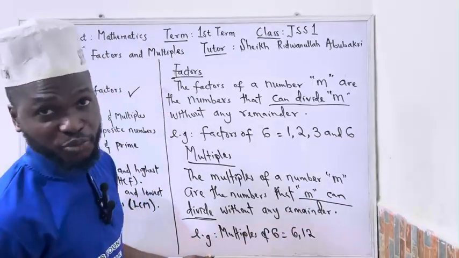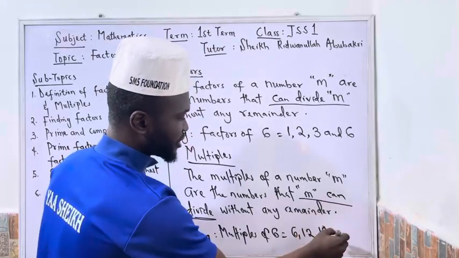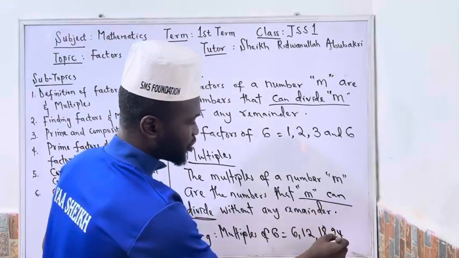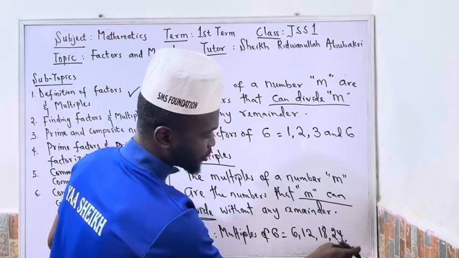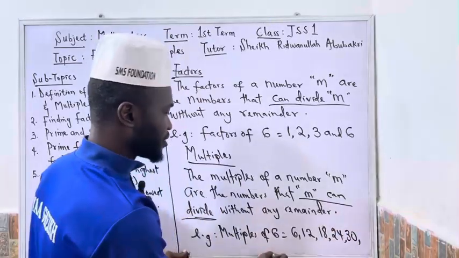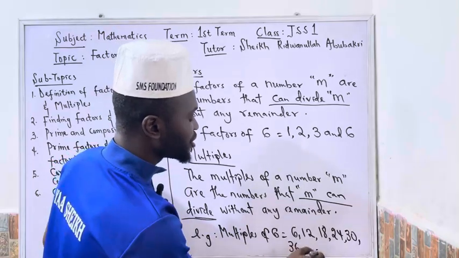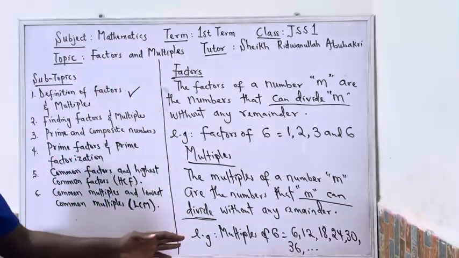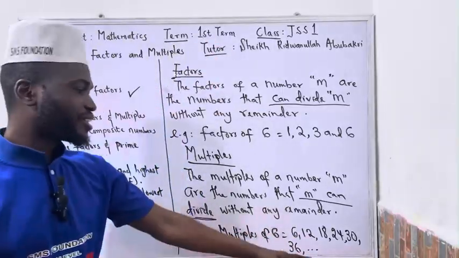12 is also a multiple of 6. Plus another 6, that will give you 18. Plus another 6, you get 24. Plus another 6, you get 30. Plus another 6, you get 36. And it continues like that. So what you can see now is that multiples continue. You cannot get to the end.